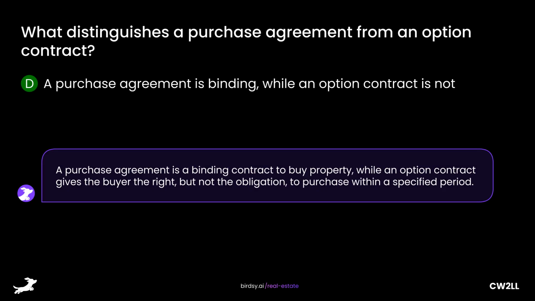A purchase agreement is a binding contract to buy property, while an option contract gives the buyer the right but not the obligation to purchase within a specified period.